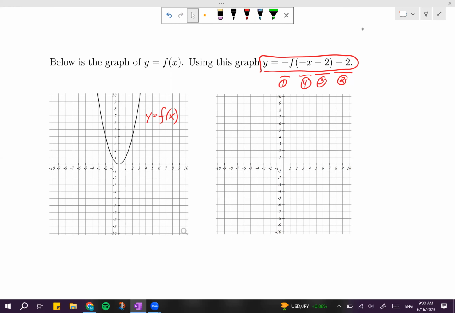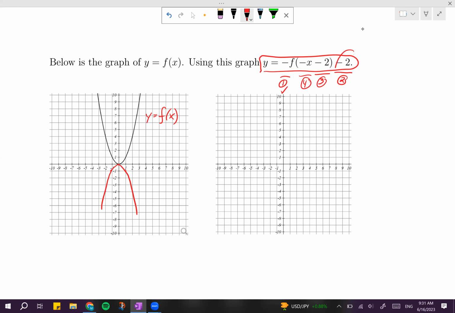So looking at this negative sign first, it's on the outside of my f of x. So that tells me I'm going to take all of my points and flip them down across the x-axis. So doing that, I'm going to get something like this. That takes care of that number one. So boom, that's taken care of.